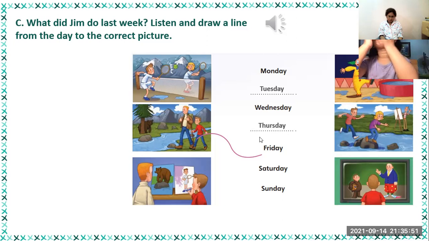What did you do on Tuesday? On Tuesday, my cousin and I went to the lake. Did you swim there? No, the water was too cold. But we jumped on the rocks and had lots of fun. Good.